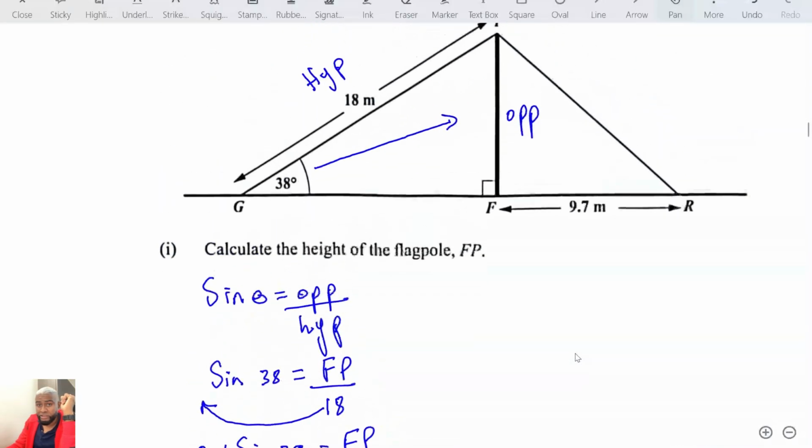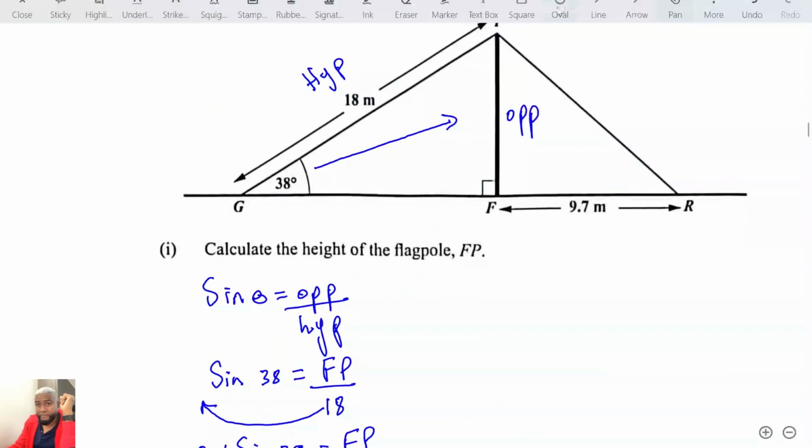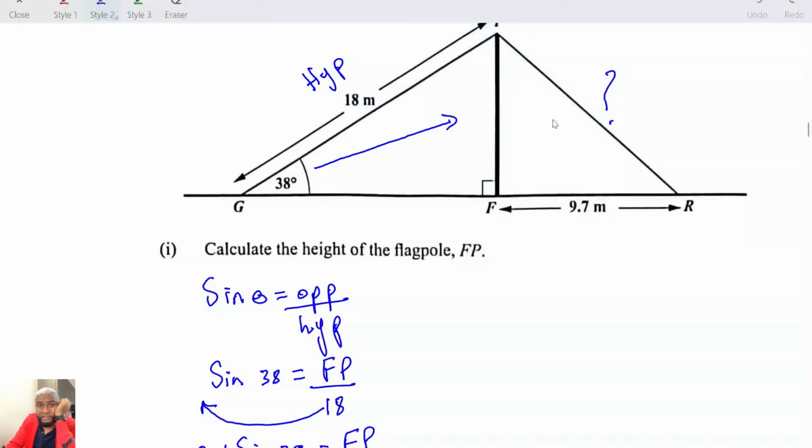So points to note, we want PR, which is here. We just found the opposite. Let me erase this and put what the opposite was. We found here to be 14 point, no, not 14. The first thing y'all told me was 14 point something. What is 11 point? Right, meters. So find that length, please.